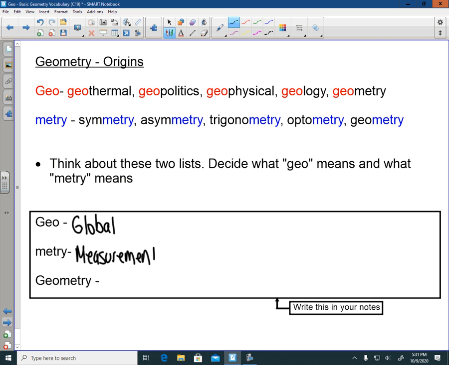So when we take those two parts together, geo and metry, what we have in its most basic form is geometry, which is global measurement. And that is essentially what the science of geometry does. It takes the world around you, breaks it down into some shapes, and studies the properties of those shapes so that you can better understand the world that you live in.